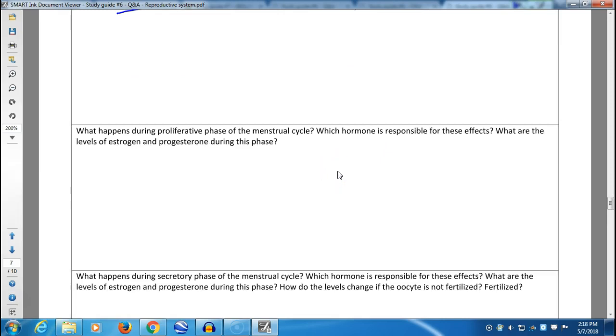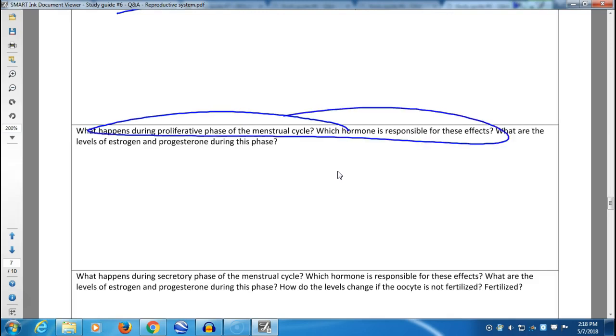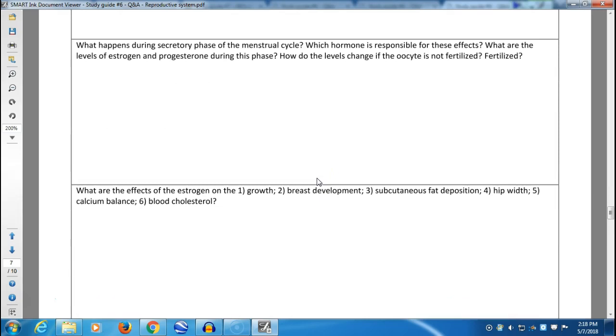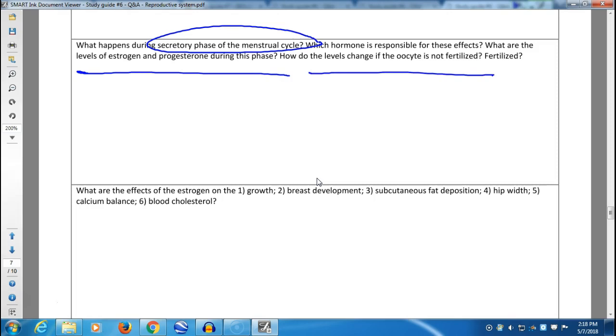Proliferative phase. Which hormone is elevated during proliferative phase? It's estrogen. Okay? Progesterone is still low. Proliferative phase, when new stratum functionalis is formed. Secretory phase. That's progesterone. Progesterone increases, progesterone stimulates stratum functionalis and enables it for the successful implantation of blastocyst. Okay? Levels of estrogen and progesterone are high and they become low if the oocyte is not fertilized.